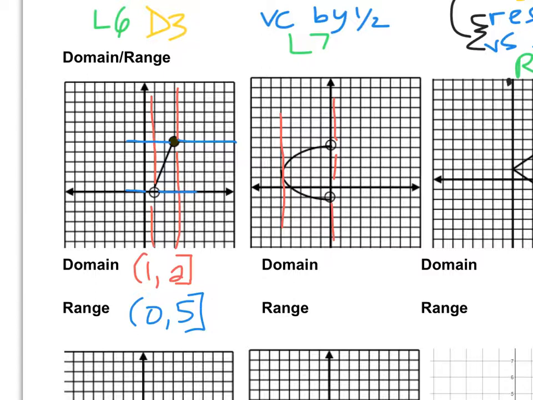Domain is left to right. So it goes to the left until -5, and goes to the right until 0, and it needs to be a parentheses because it is an open circle on the right side. Range starts at -1 with an open circle and goes up to 4 with another open circle.